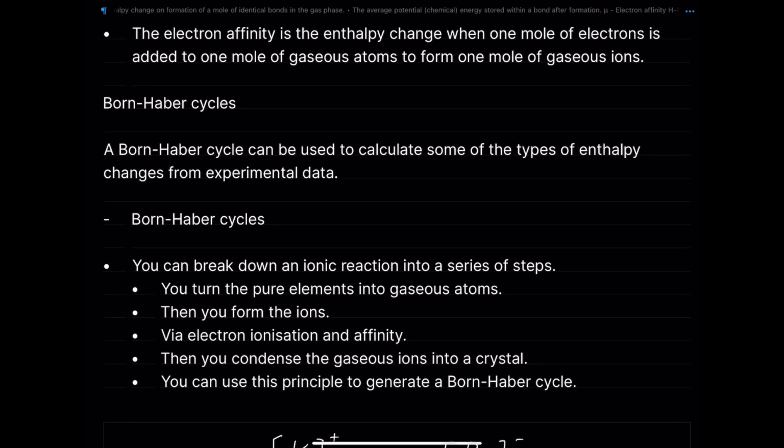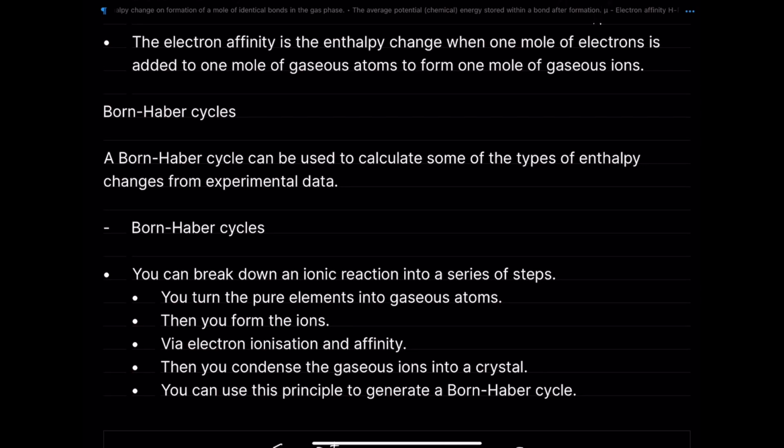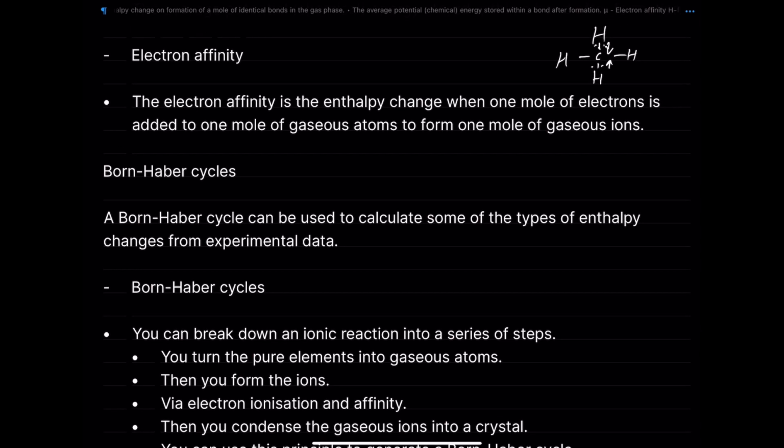Electron affinities. Electron affinity is the enthalpy change when 1 mole of electrons is added to 1 mole of gaseous atoms to form 1 mole of gaseous ions. Like I said before, it's just the opposite of ionization in terms of what's happening. It's the enthalpy change when 1 mole of electrons is added or gained to 1 mole of gaseous atoms to form 1 mole of gaseous ions, and this would be considered the first electron affinity.